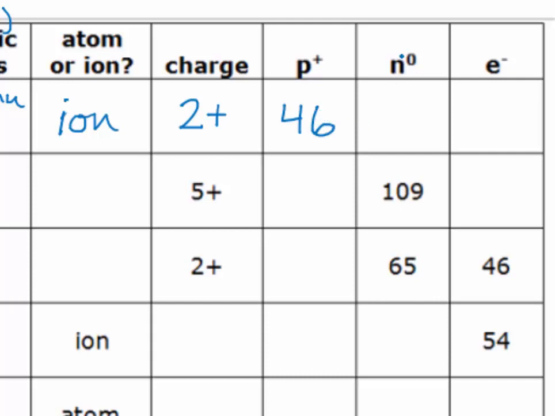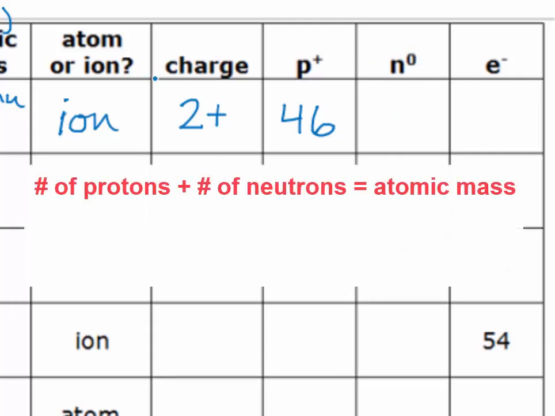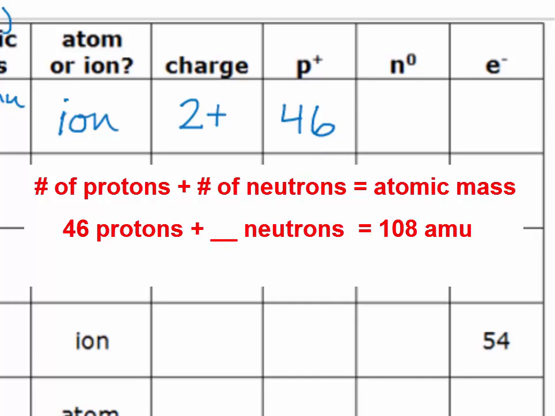Neutrons, our next column over here, don't forget neutrons are part of that mass, right? Neutrons are the second part of the atomic mass. Protons plus neutrons gives me atomic mass. So in this case, atomic mass is 108. That's given to me from the symbol in the upper left-hand corner. If I know I have 46 protons, then 46 protons plus some number of neutrons has to give me 108 AMUs for a total mass.